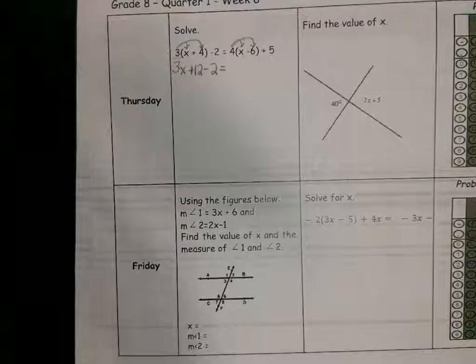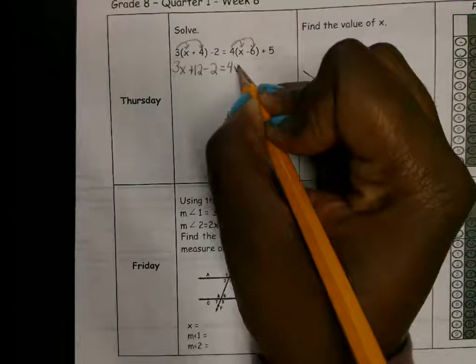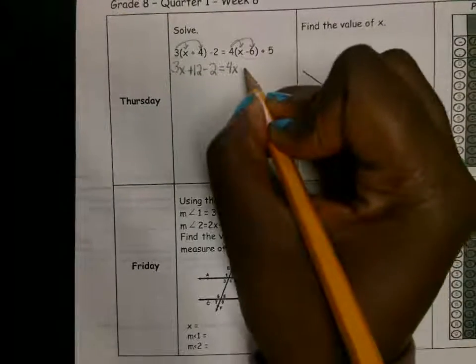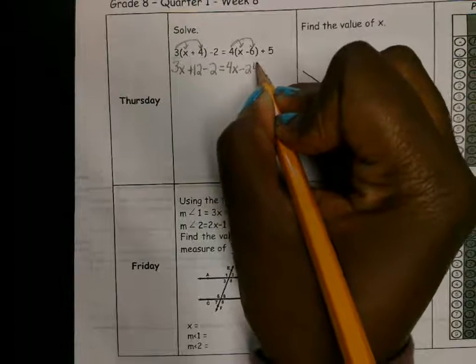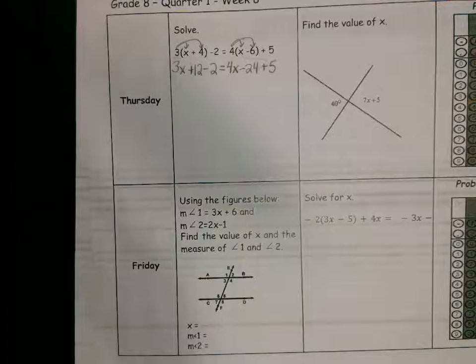Okay. Now we're going to multiply 4 times x. What's 4 times x? Good. 4x. What is 4 times a negative 6? Negative 24. Good job. Bring down the plus 5. All right, so we do distributive property first. We did distributive property there. Okay. Write this down, Tucker. Write this down.